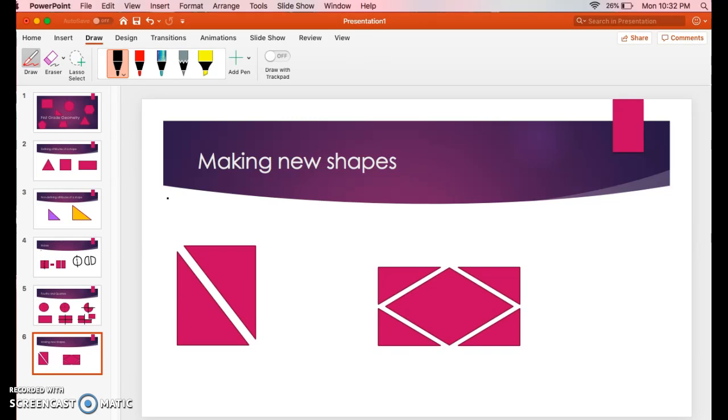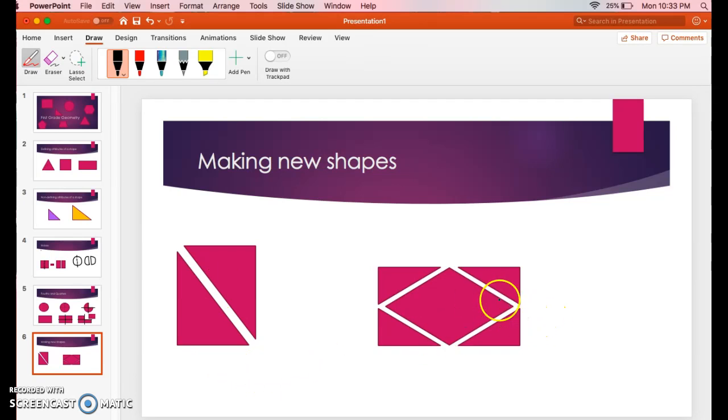The final thing we're going to look at today is making new shapes. You can use the shapes that you already know, such as triangles, squares, diamonds, to create new shapes. So here we have 2 triangles, and you can tell because they have their defining attributes, 3 sides and 3 angles. And when you put them together, they make 1 rectangle.